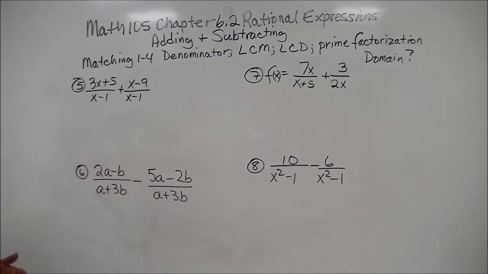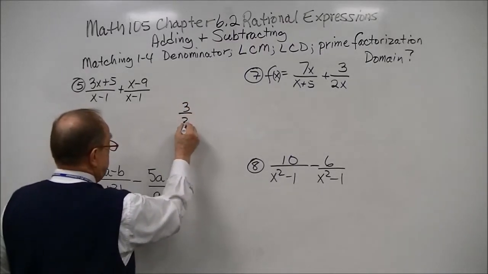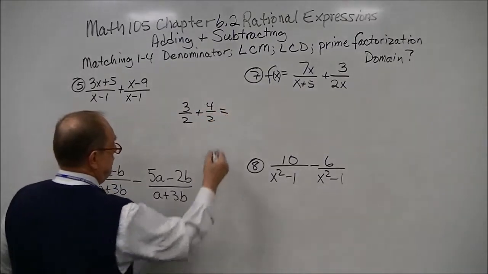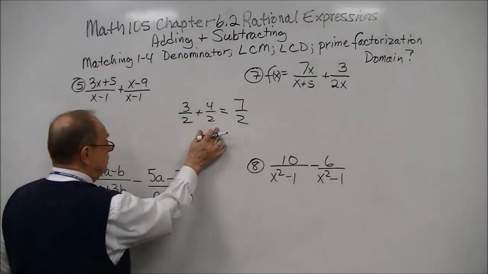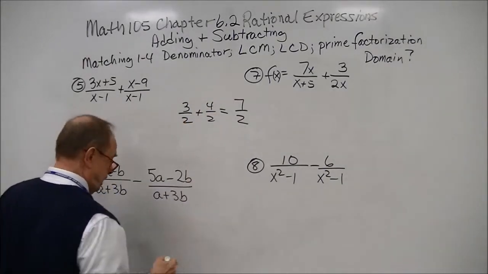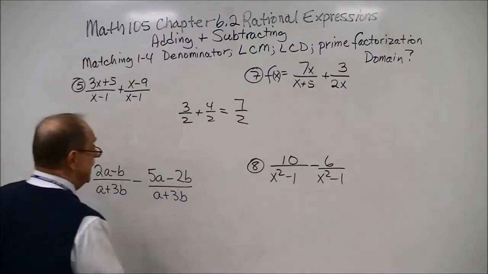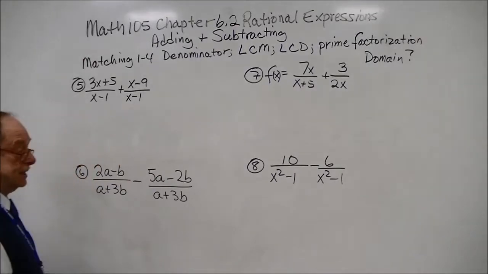Now, when the denominators are the same, such as if you have 3 halves plus 4 halves, this gives you 7 halves. The denominator doesn't change, you just add your numerators. But since we are in college algebra, it's more challenging than just that.